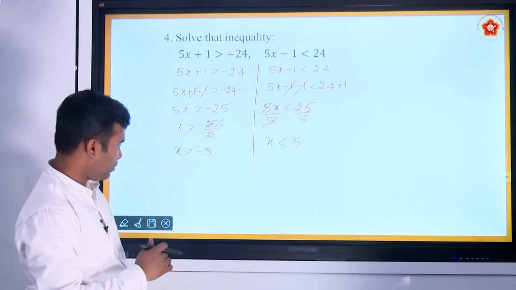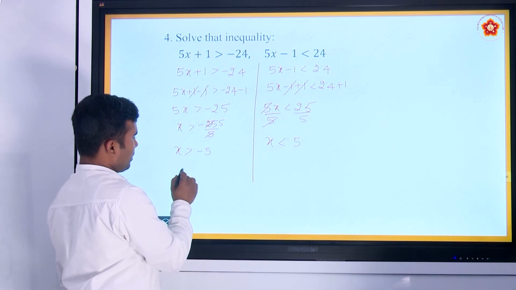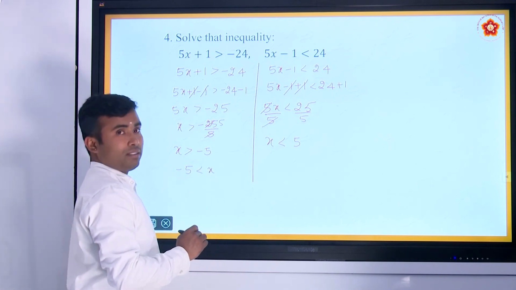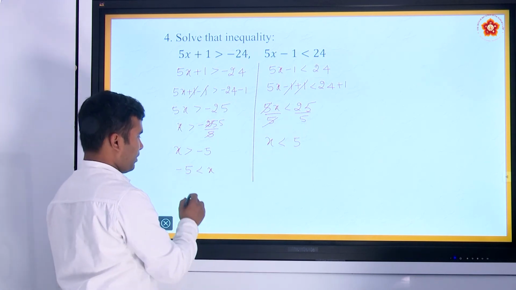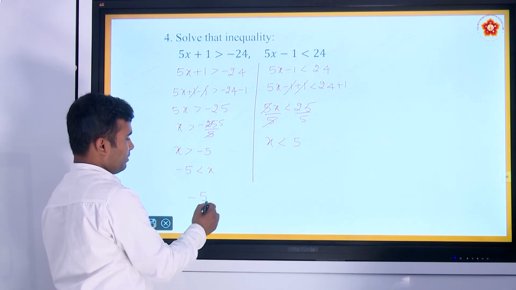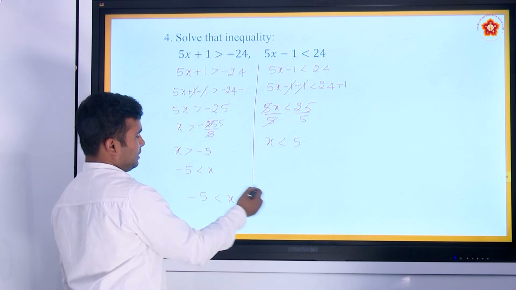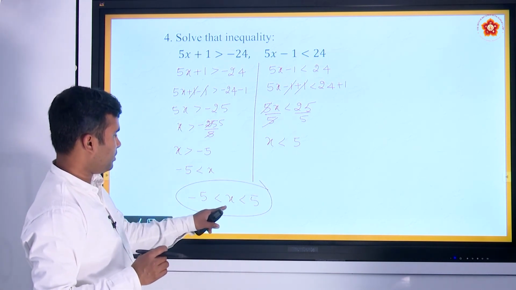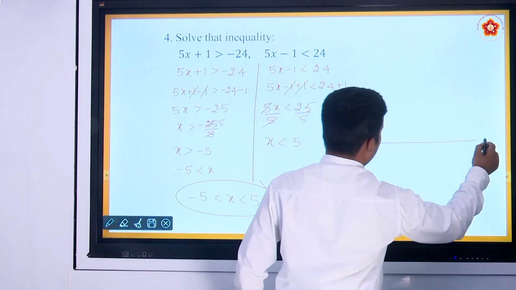If you combine both together, I can write this one as minus 5 is less than x. Can I write it like this? Yes, of course I can write. And here x is less than 5. Combining both together, I can write minus 5 is less than x and x is less than 5. See, this is the range of x.